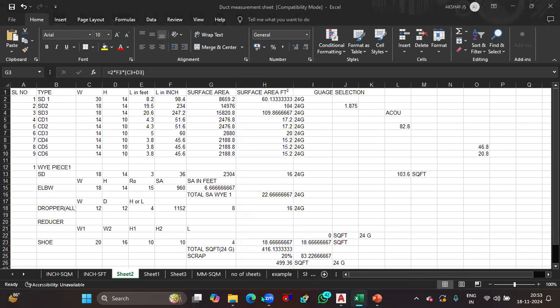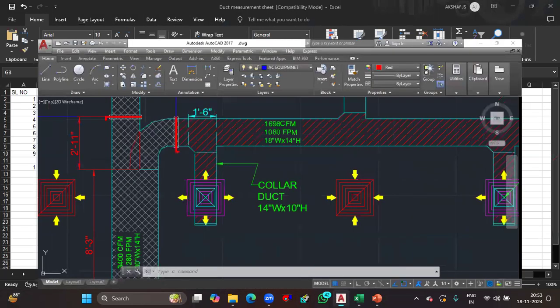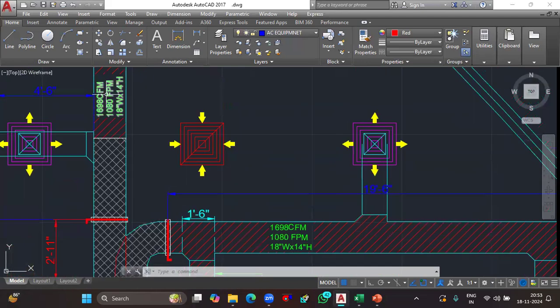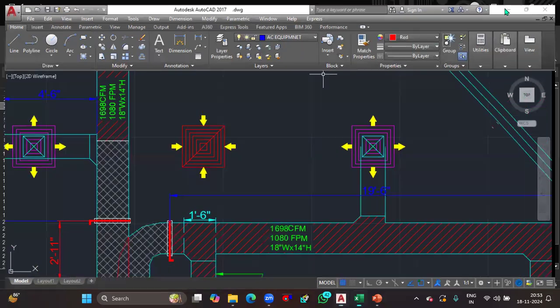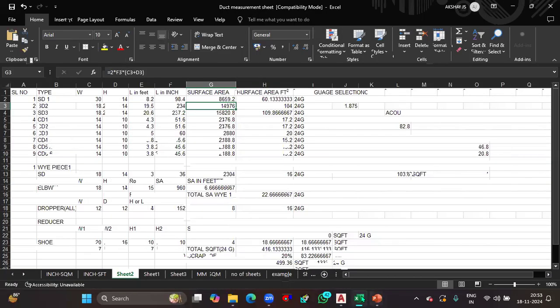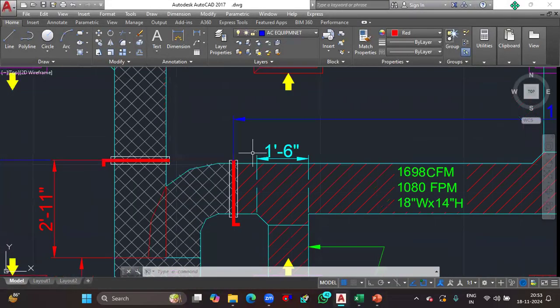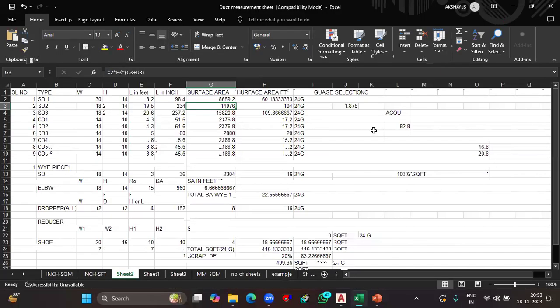For the straight duct scenario, what is the size of the straight duct, which is the remaining portion? It should be the same as the upcoming duct on that side, that is 18 cross 14. That's what I mentioned, 18 cross 14. And the length of the duct, which is the length of the Y-piece connection, is around 2 feet 11 inches, so approximately 3 feet. Then I converted the value into inches and found the rectangular surface area. Why? Because I considered it to be a straight duct, and then eventually I got the surface area.